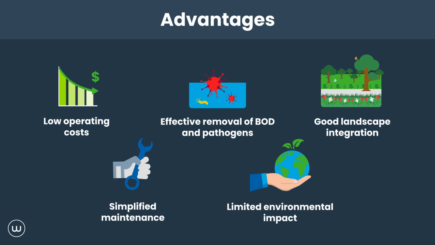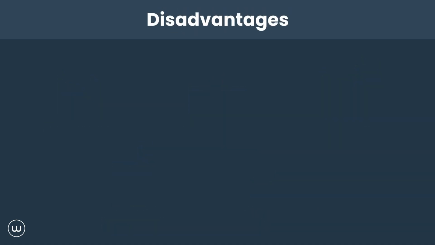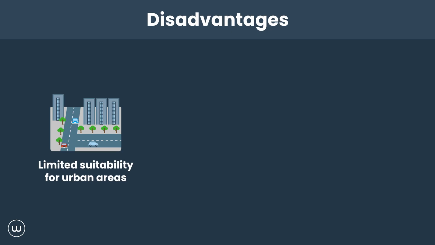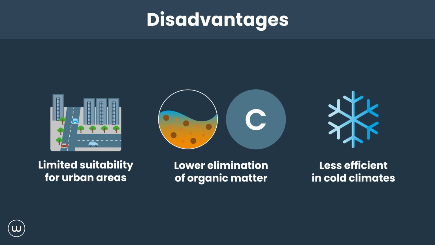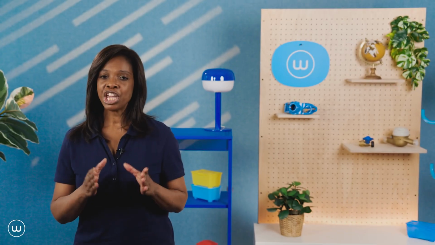However, this type of system also has its disadvantages: limited suitability for urban areas as it requires a lot of space, lower elimination of organic matter, sometimes significant discharge of total suspended solids, TSS, and algae, and less efficient in cold climates. Here are the key points to remember.